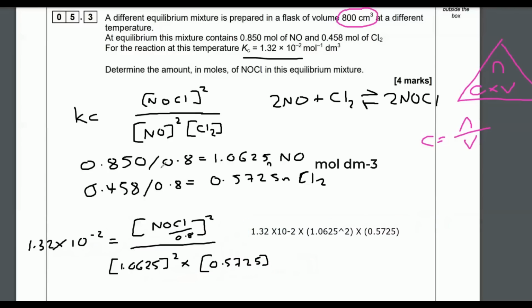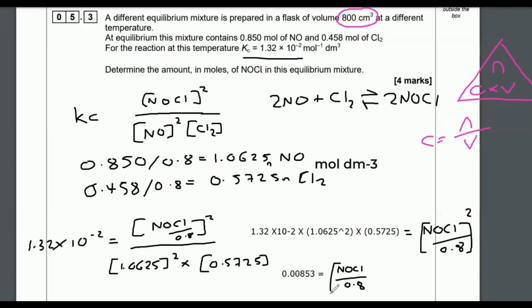So as I say, you can keep this all in your calculator. I like to work it all out a little separately, step by step. So 1.32 times 10 to the minus 2 times 1.0625 squared times 0.5725 is equal to NOCl over 0.8 squared. Now, how am I going to get rid of the square sign on the right? Well, first of all, I could work out everything on the left, and this is going to equal 0.00853, which is equal to NOCl over 0.8 squared.